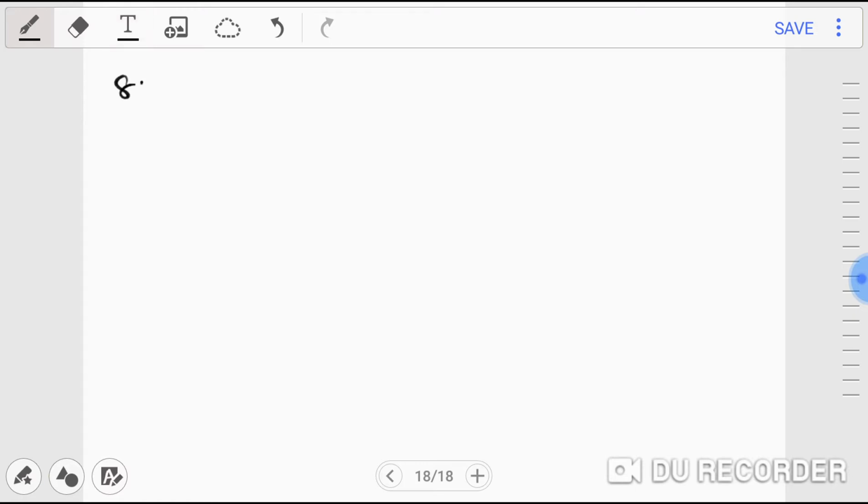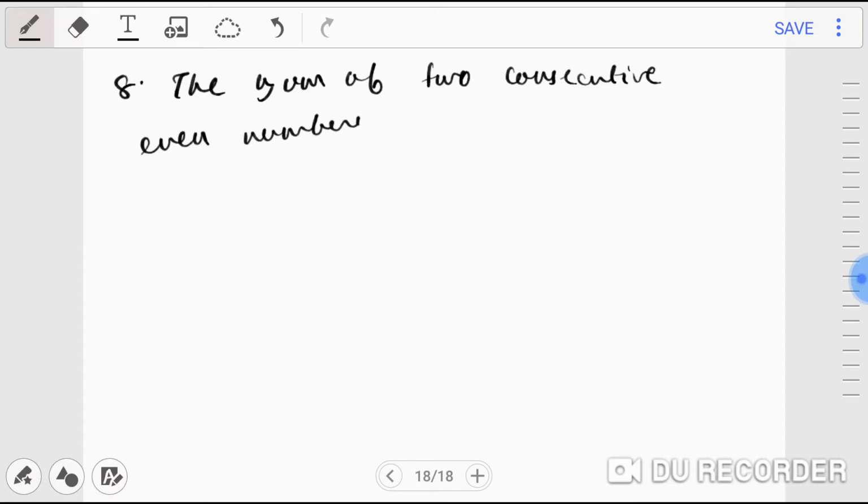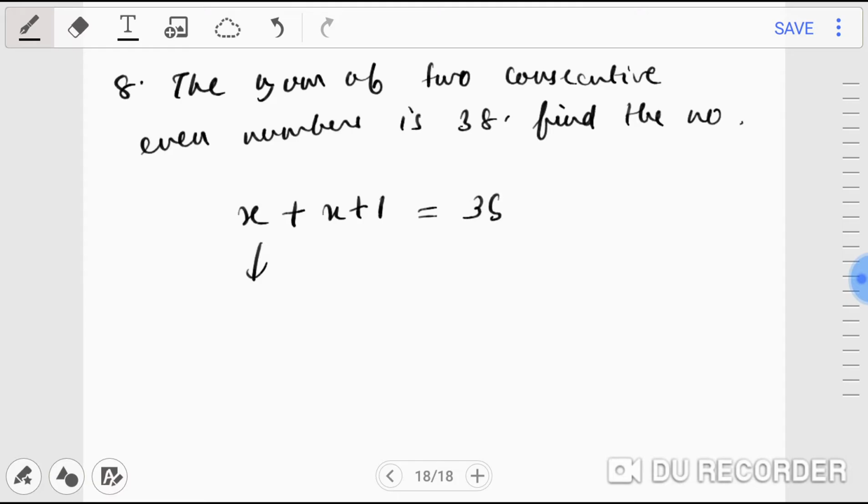Problem number 8, and it says the sum of two consecutive even numbers is 38, and you have to find the numbers. So consecutive even numbers means first I take my number as x, your second number will be x plus 1, and the addition of both is 38. So that will be 2x plus 1. 2x will be equal to 38 minus 1.